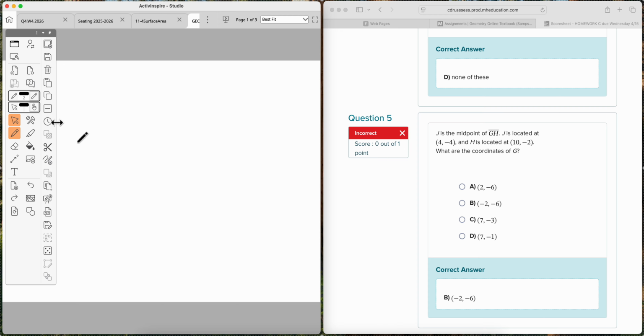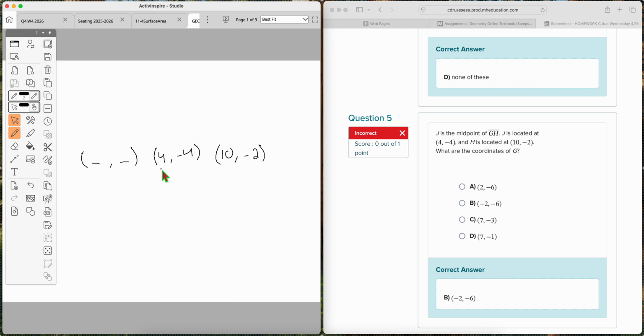When I find a midpoint, I have a weird way of doing it. So alright, one of our endpoints is (10, -2), and the midpoint is (4, -4), and I'm looking for these mystery coordinates that are my other endpoint. I use a number line essentially.